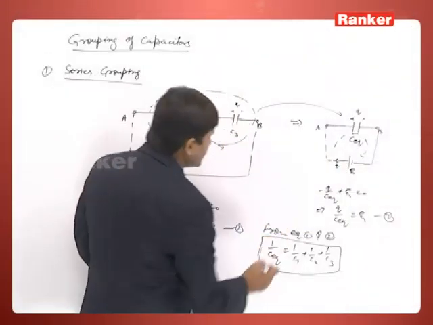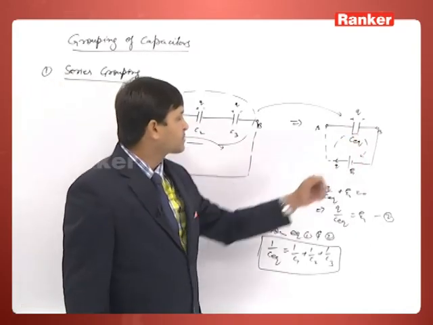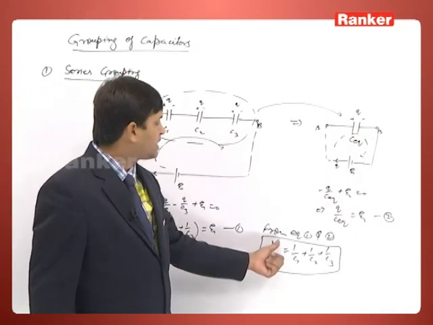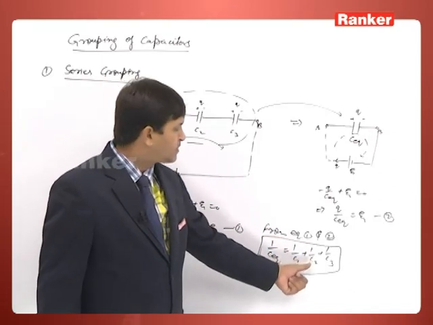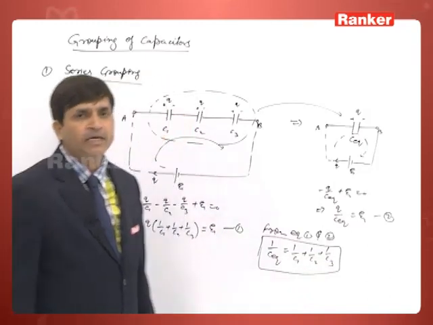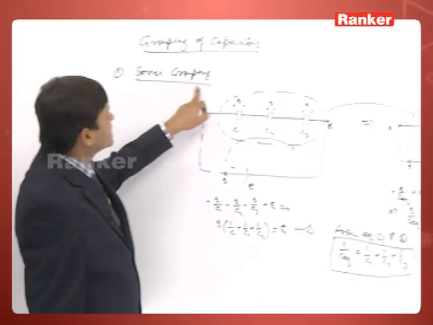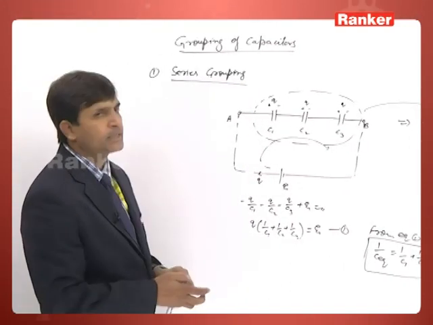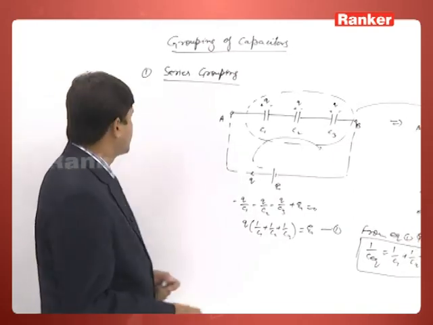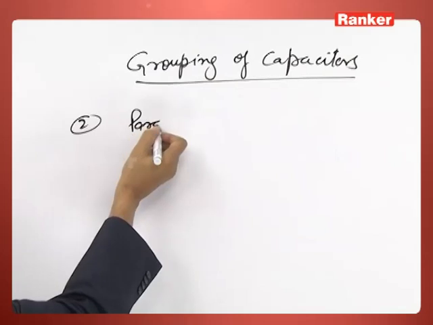It means if we want to calculate the effective value of capacitance, we can get it by using 1 by C equivalent is equal to 1 by C1 plus 1 by C2 plus 1 by C3. This combination is called your series combination or series grouping. Now see, next is the parallel grouping.